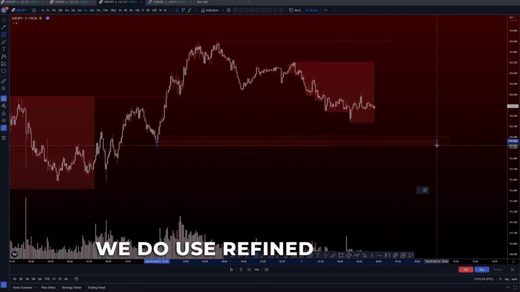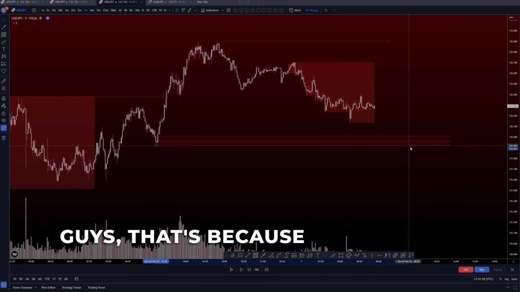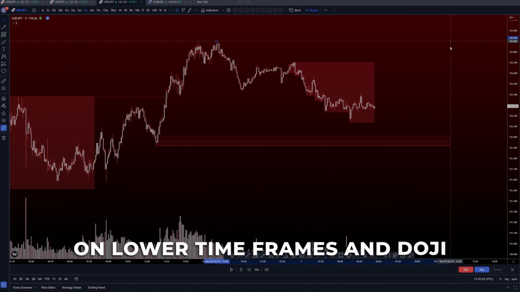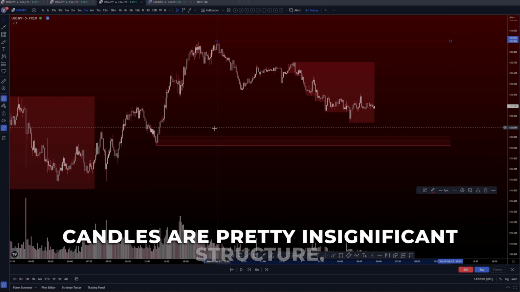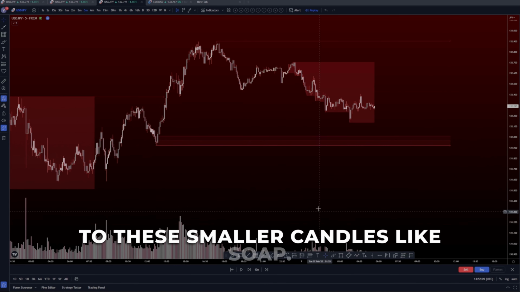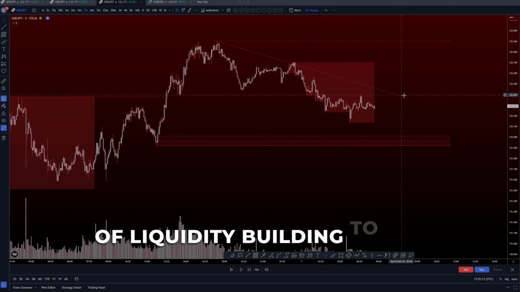We do use refined candles. You'll find that dojis sometimes don't get tagged, guys. That's just because markets are inefficient on lower time frames, and doji candles are pretty insignificant structure, so the market won't always pull back to these smaller candles like so. Now again, we can see a lot of liquidity building to the upside.